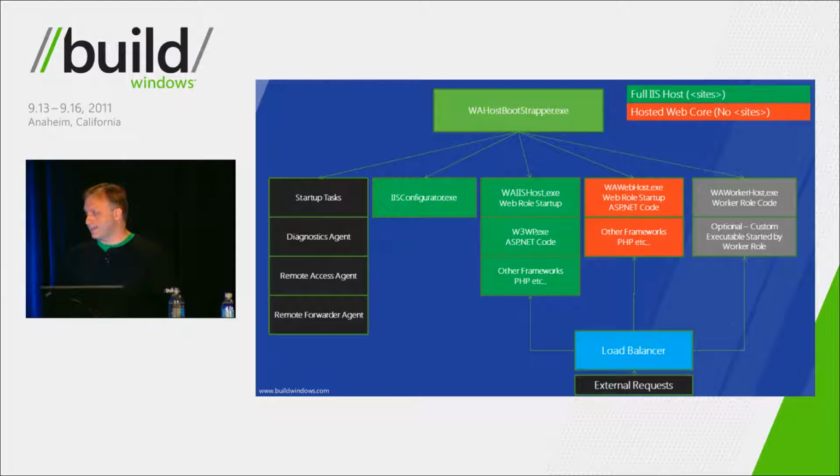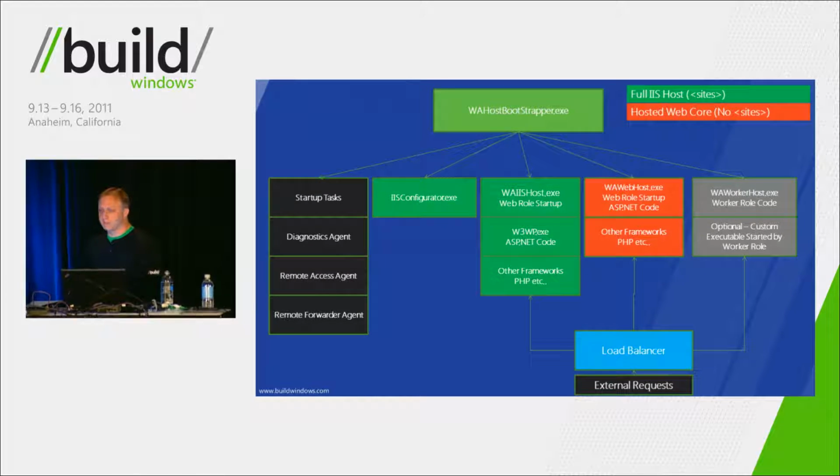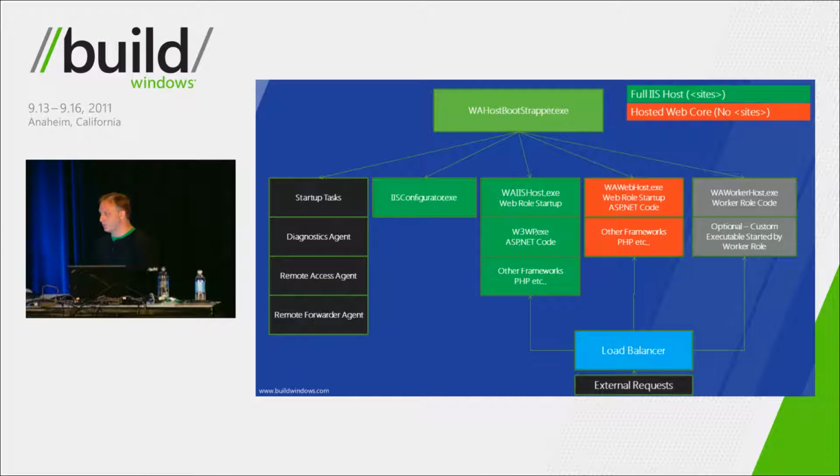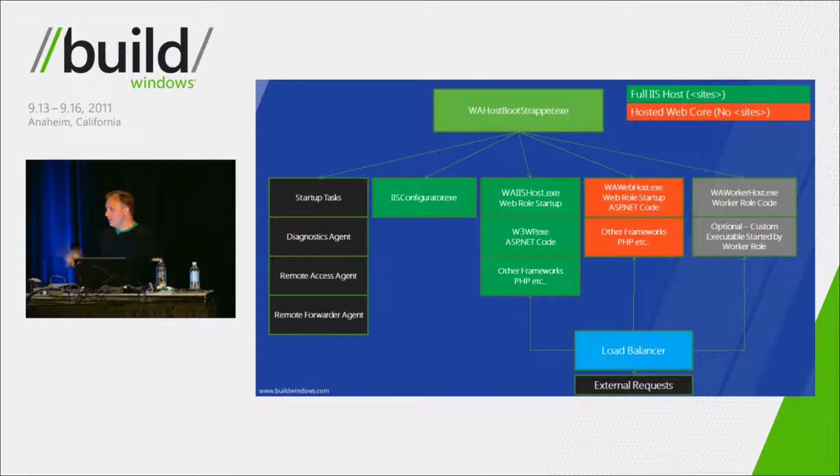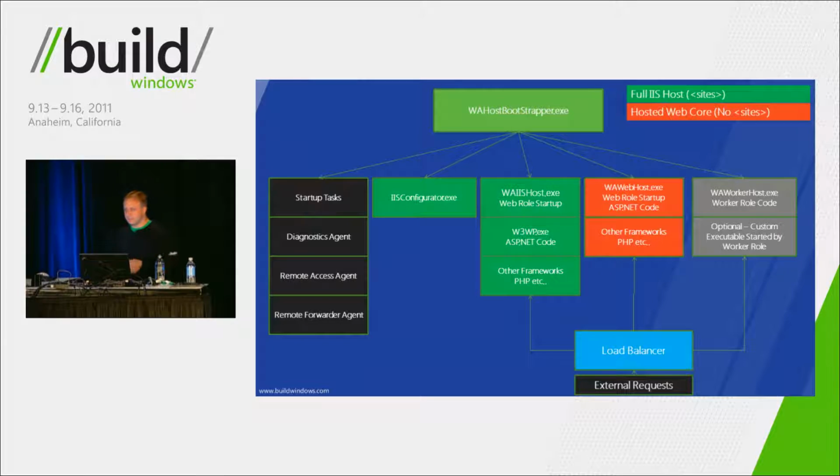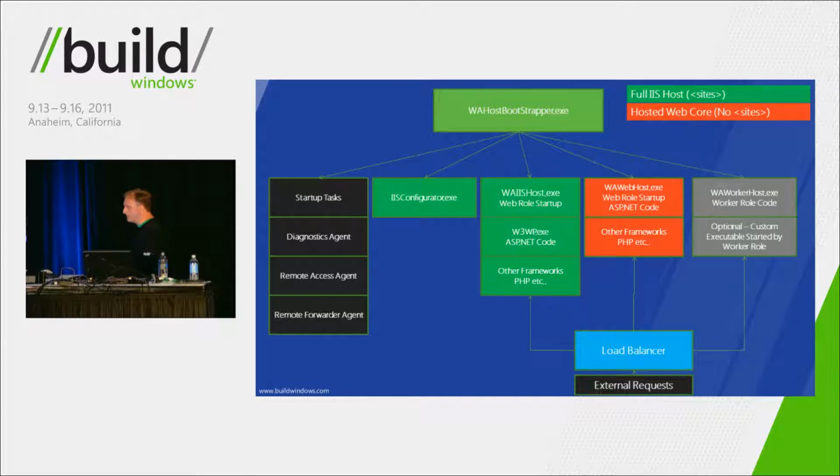If you're running ASP.NET and you're using hosted web core, this code all runs under WaWebHost, the worker role initialization and your actual ASP.NET code. For worker roles, if you're just pure managed code, pure C#, and you're running a worker role, all your code will run under WaWorkerHost.exe.